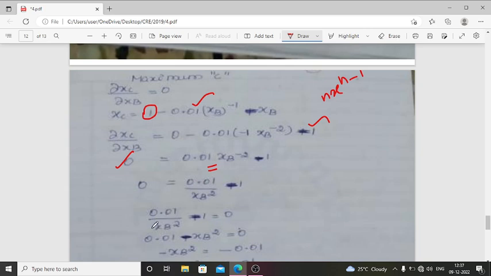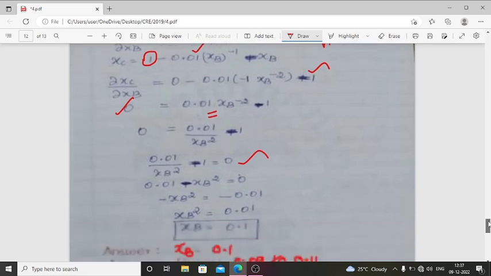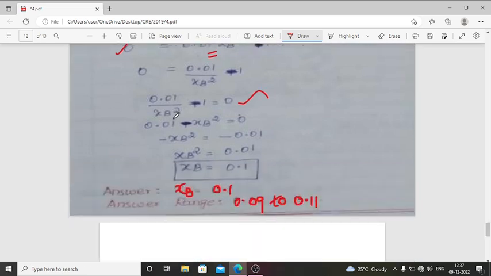So 0.01 divided by XB squared minus 1 equals 0. In this case, 0.01 minus XB squared equals 0. Rearranging, minus XB squared is equal to minus 0.01. Minus minus are cancelled. Finally XB squared is equal to 0.01. XB is the root of 0.01, which is equal to 0.1. So finally the XB value is 0.1.